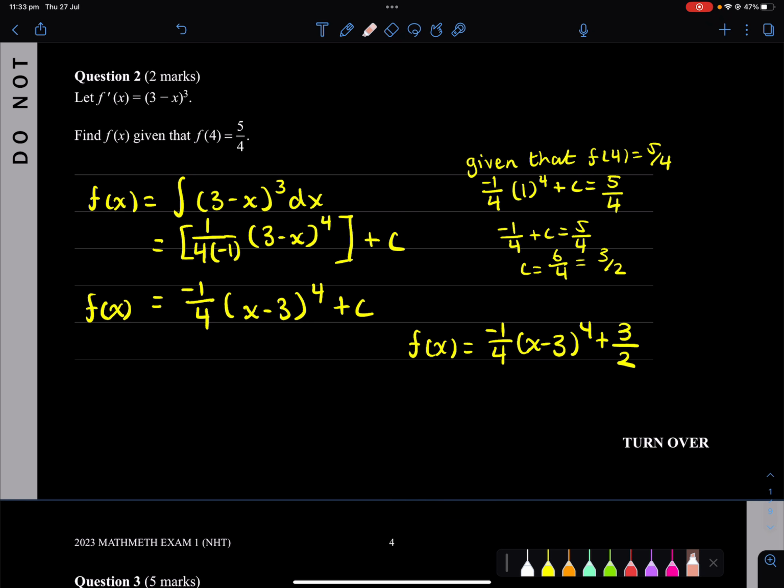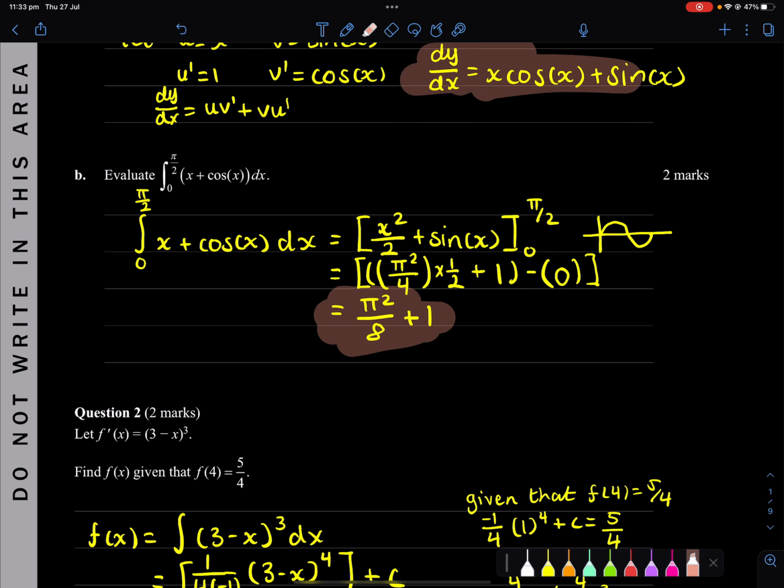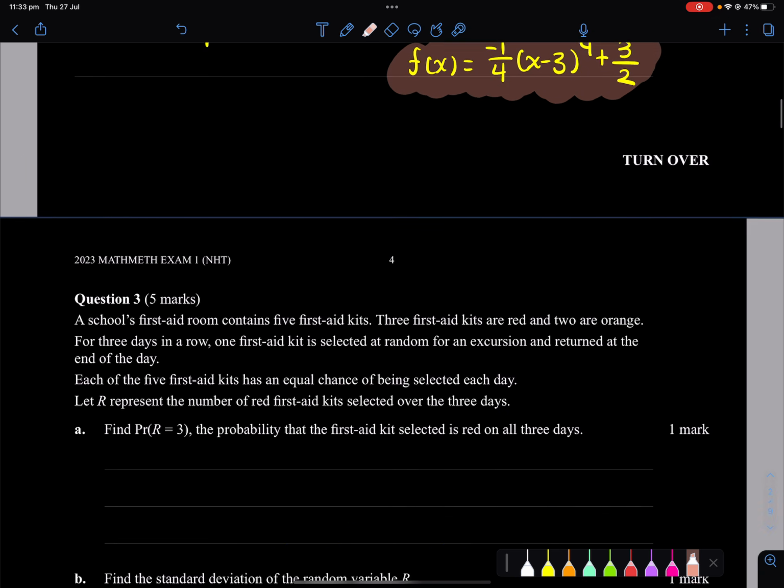That's the answer for question 2. I'm just going to highlight the answers for the other ones. All right, perfect. Let's move on.